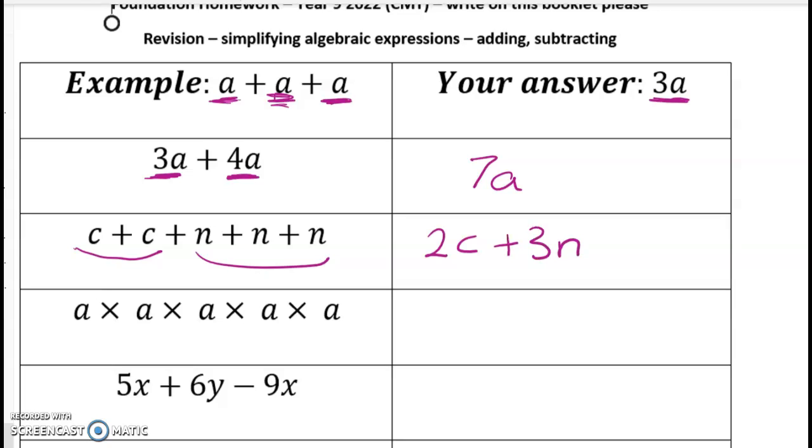Now, notice that when I do that, I'm just writing 2C, not 2 times C. Okay, so when we're doing simplification, we get rid of those times signs. The other thing that we always do is we write this 2 here, right? We call that the coefficient. So we don't write C2, we write 2C. And we can't combine the C's and the N's because they're not like terms.